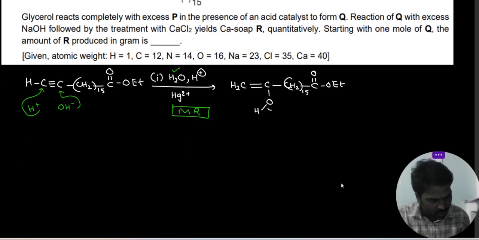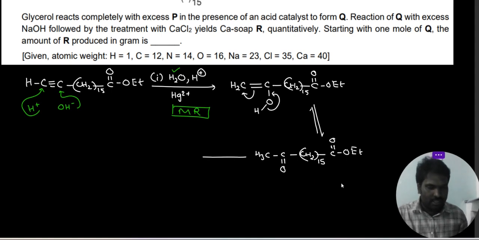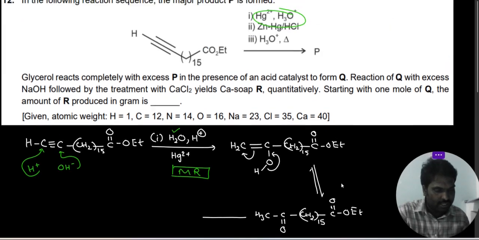This enol tautomerizes to give the internal ketone. So CH3, C double bond O, CH2 15 times, COOEt. This is the molecule. This is the first reagent. Now coming to the second reagent.